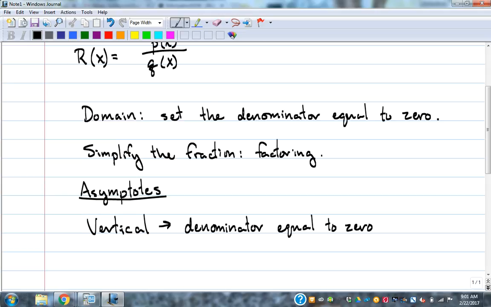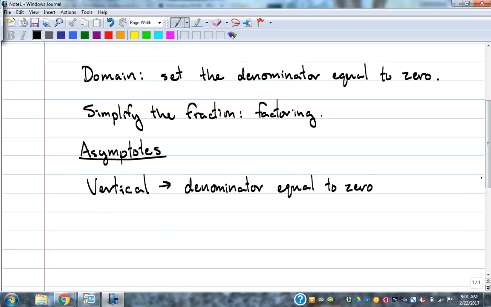So denominator equal to 0. The same way you found domain, but you're looking at perhaps a smaller denominator than what you had to begin with because of the factoring and the simplifying of the fraction. Okay, vertical asymptotes, and then there's horizontal asymptotes. There's a couple little rules for this.